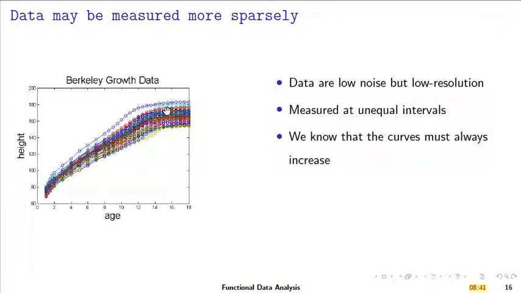Also, a special feature of this growth curve is that it has to be strictly increasing, right? It cannot be decreasing. So we should handle this special feature, the monotone increasing constraint, when we analyze this data. This can also be handled easily in functional data analysis.